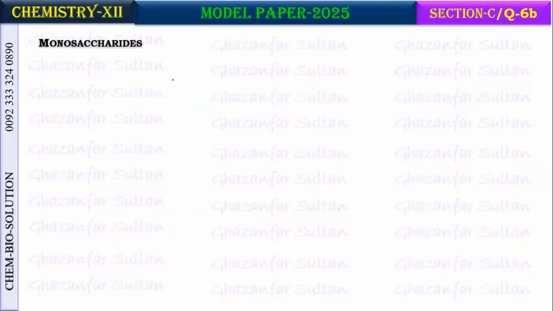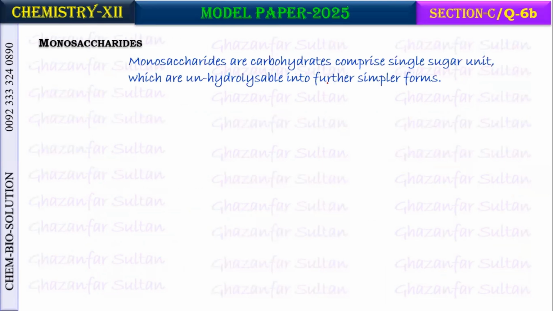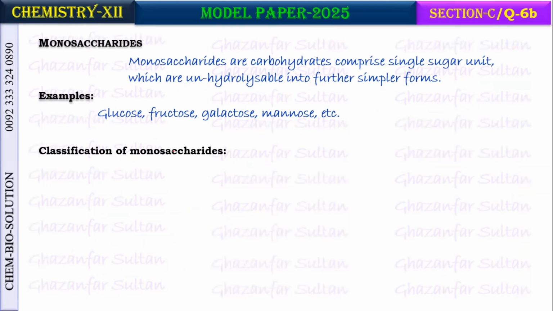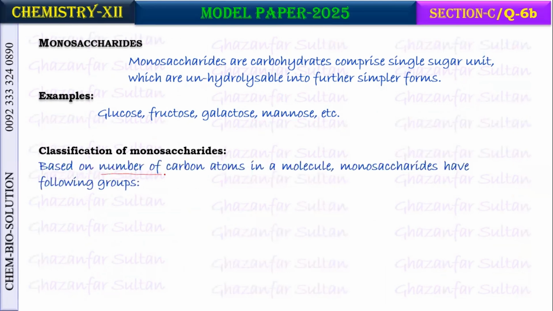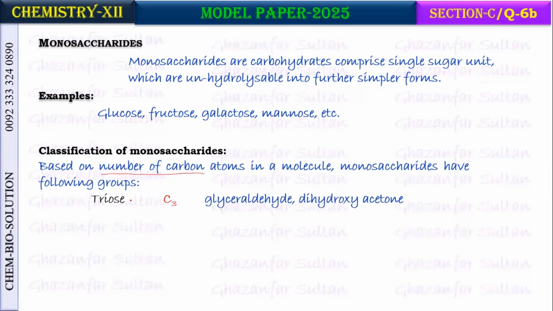Next slide. Monosaccharides are the carbohydrates that comprise a single sugar unit, which are unhydrolyzable because, being single sugar units, they cannot be hydrolyzed into a further simpler form. Examples are glucose, fructose, galactose, mannose, and so many others. Monosaccharides can also be classified on the basis of the number of carbon atoms. Previously, we saw that glucose and fructose have 6 carbon atoms. Now see, they start from the 3 carbon monosaccharides, that is glyceraldehyde and dihydroxyacetone.